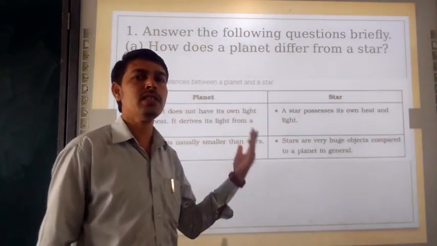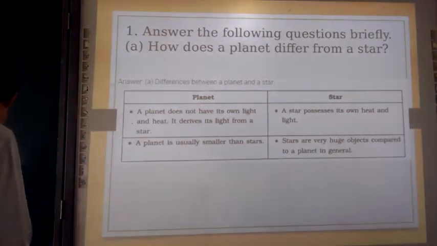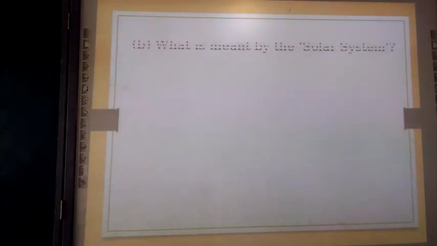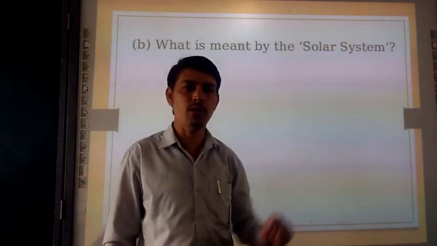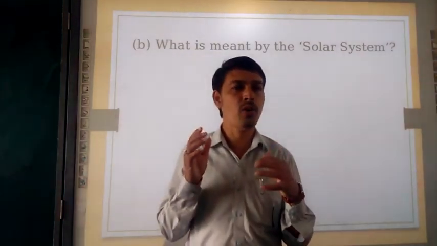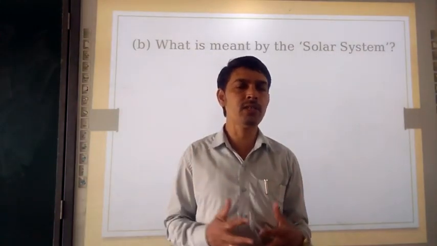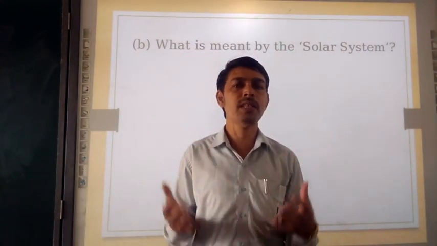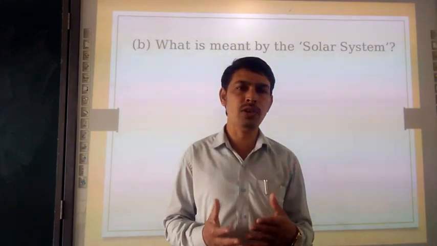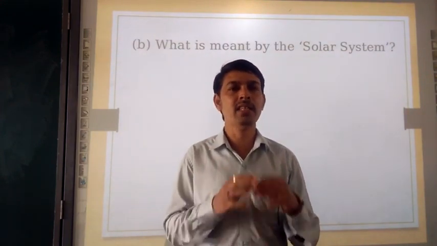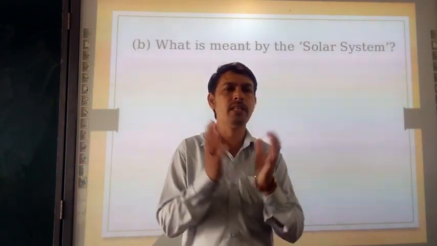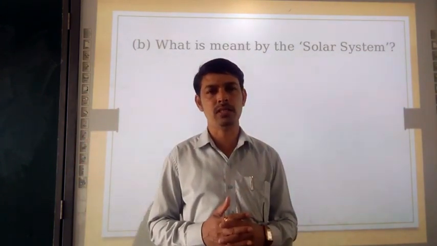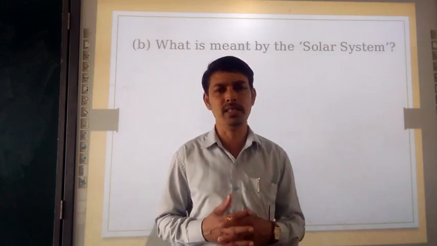Moving towards the second question. What is meant by the solar system? Here we are talking about what the solar system is. As I already stated, the stars plus asteroids, meteoroids, planets, dust particles, everything if we combine together, then we have the solar system. Like that we have to write the answer.